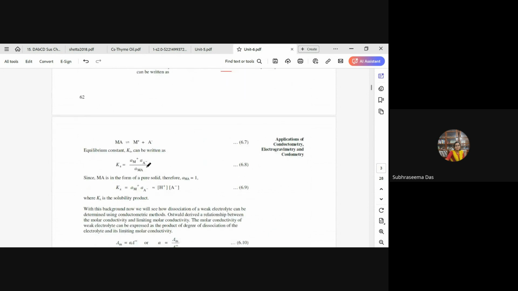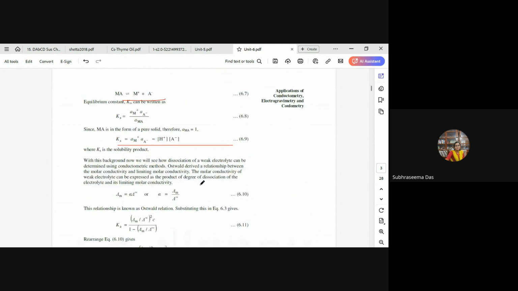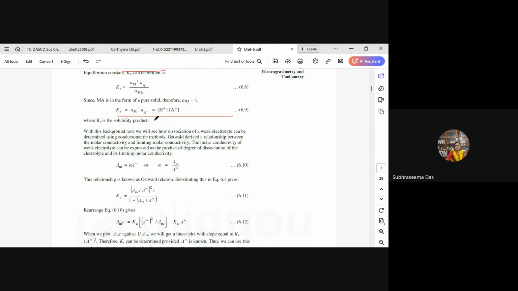Here the equilibrium constant for this reaction in equation 6.7 can be written as Ks, the dissociation constant of the salt, which is equal to the concentration of M plus times the concentration of A minus divided by the concentration of MA. We know MA is a salt, and its activity or concentration can be taken as 1. So Ks becomes the concentration of M plus times the concentration of A minus. This is also called the solubility product.